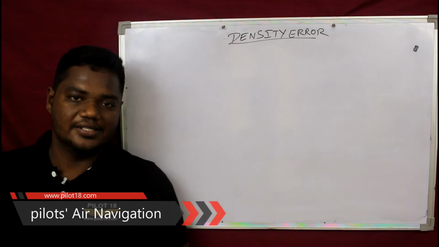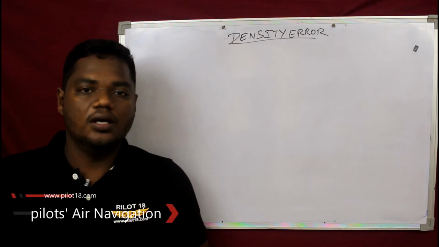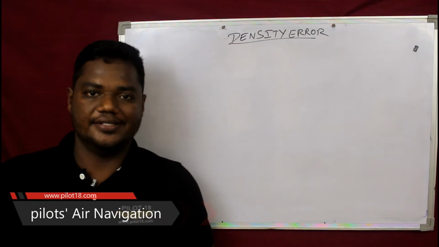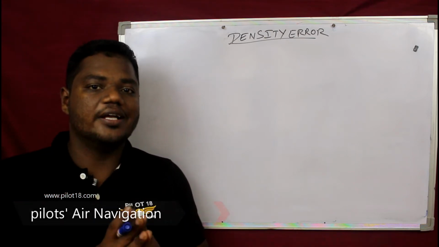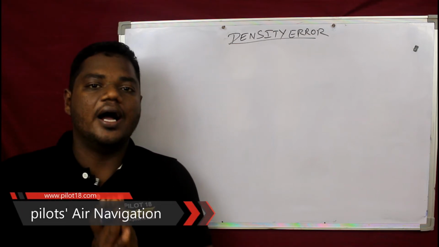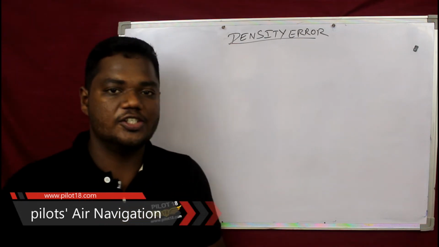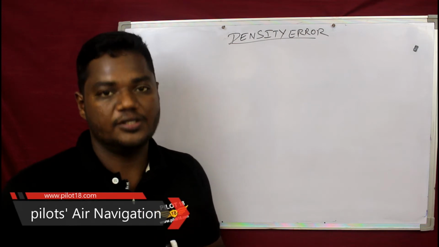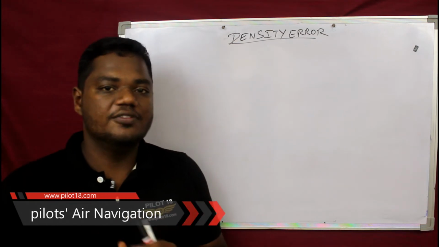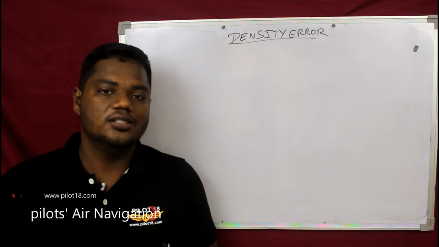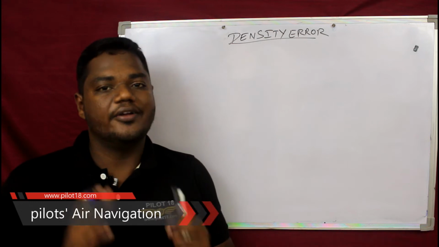Now let's discuss density error. So density error is actually happening due to density which is different from ISA, because the airspeed indicator which they manufacture will measure only the correct speed when there is ISA atmosphere, okay? ISA condition is 1013.25 hectopascal pressure and temperature is 15 degrees Celsius at sea level. If this condition occurs, then only the airspeed indicator will work most accurately or correctly, right?